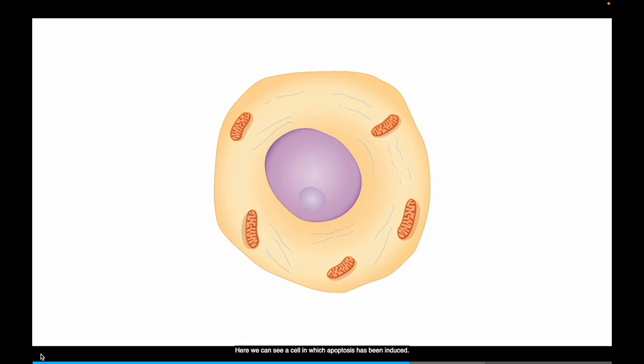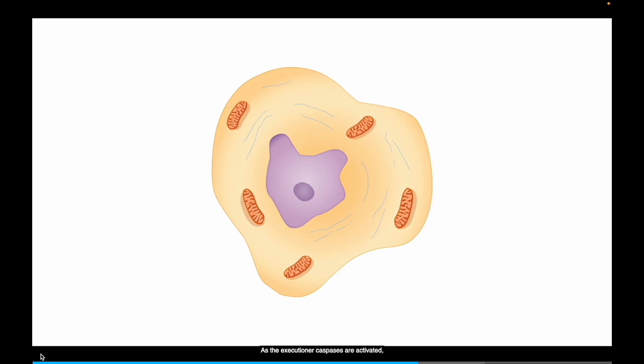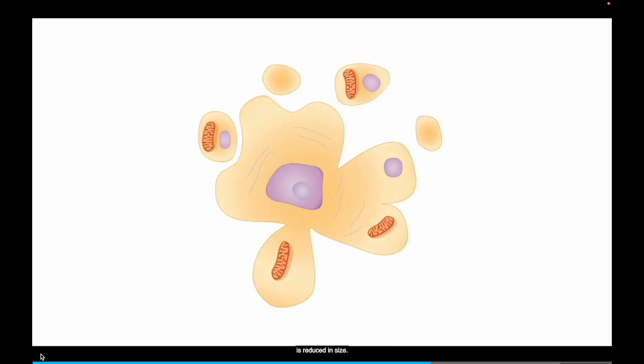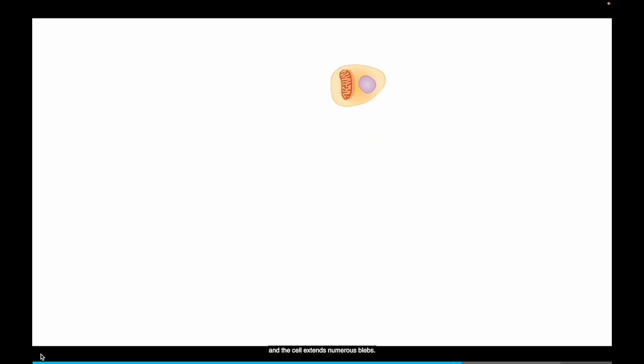Here we can see a cell in which apoptosis has been induced. As the executioner caspases are activated, its chromosomes condense and the cytoplasm is reduced in size. This cell will lose contact with neighboring cells, as well as the extracellular matrix while it shrinks. Eventually, its DNA is digested at regular intervals, the nucleus and cytoplasm become fragmented, and the cell extends numerous blebs.